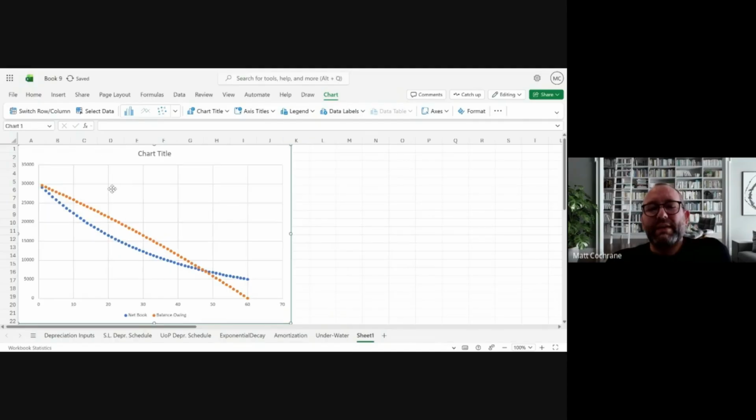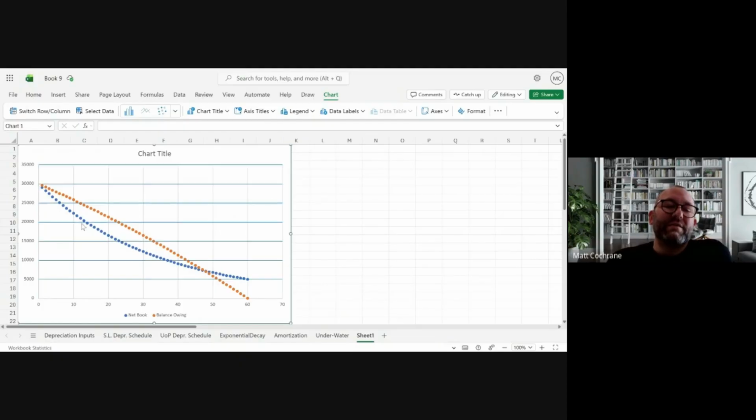So what we're looking at here is the asset value, which is the blue dots, compared to the loan value, which is these orange dots. And you can see being underwater means that your asset value, the blue dots, is less than the amount that's owing, the orange dots. Okay, so this is a graphical representation of what it means to be underwater.